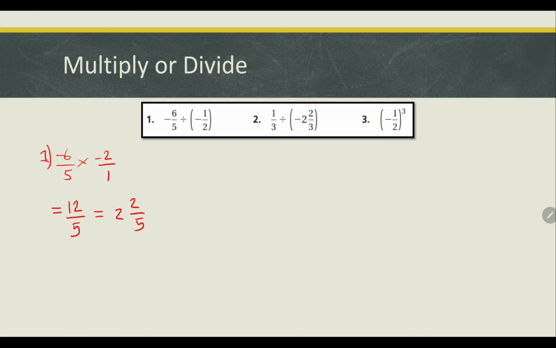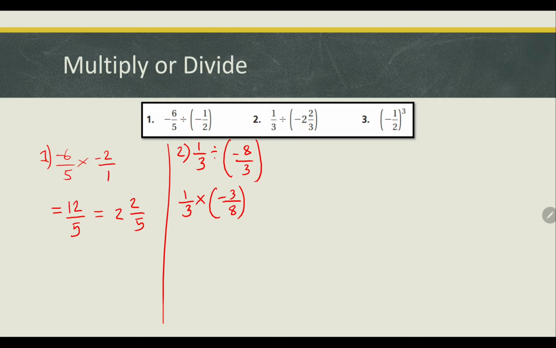There we go. Now let's go to question number 2. First let's convert it into an improper fraction. So we have 1 over 3 divided by negative 3 times 2 is 6, 6 plus 2 is 8, so negative 8 over 3. Do the same step: 1 over 3 multiplied with negative 3 over 8. We found the reciprocal. Now 3 and 3 can simplify, so our answer is negative 1 over 8. Very simple.